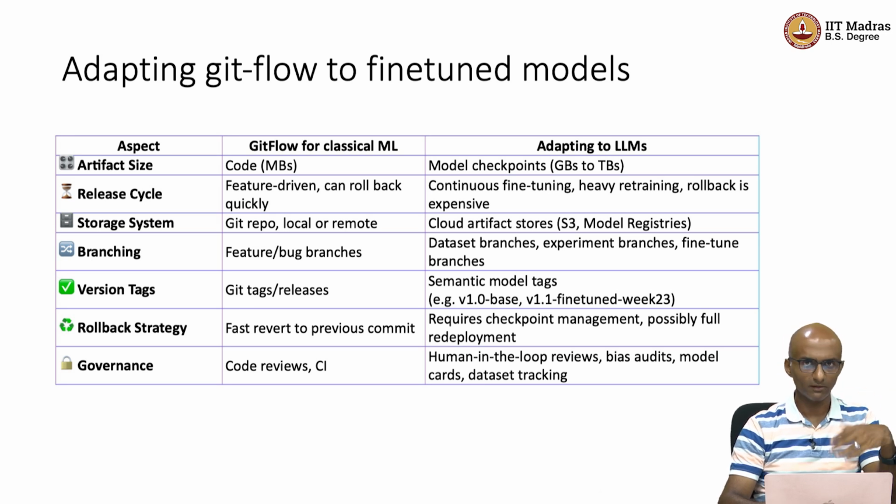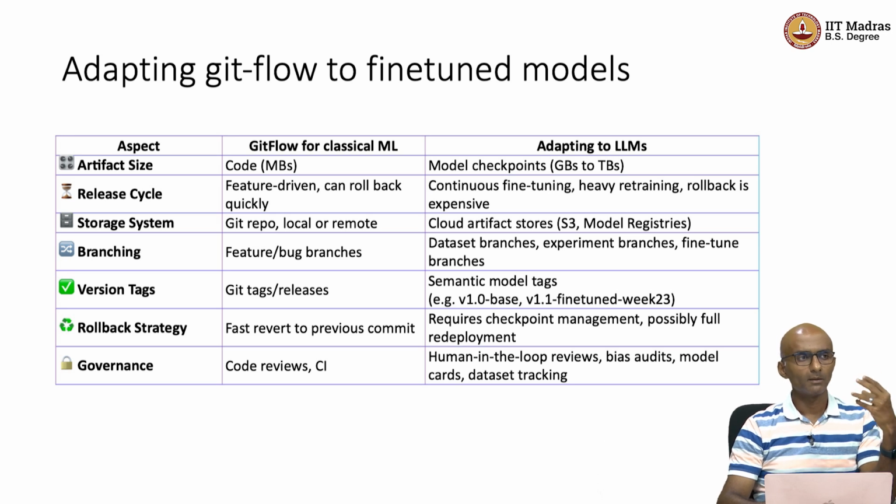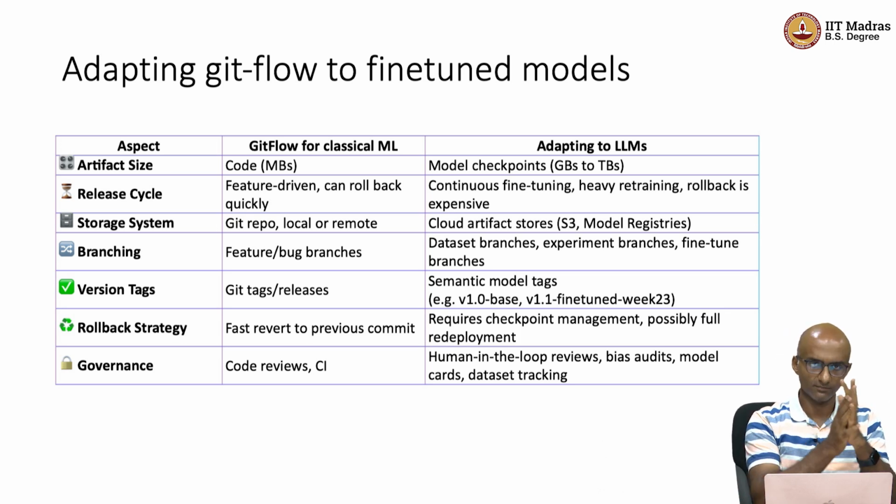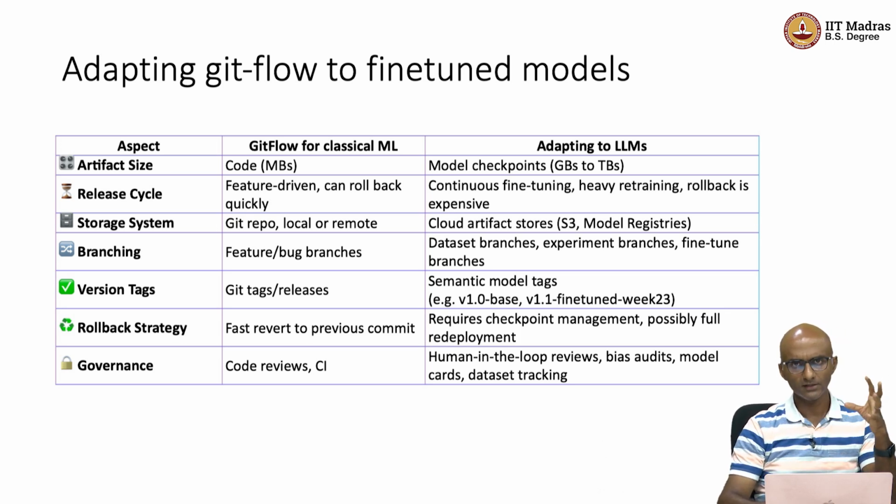Storage system. Where do you store the Git repo? It can be local, it can be remote, but the code itself is in the repo. Here, you'll have to use a combination of different stores. You might have the code obviously in a Git repo, no doubt about that, but the models themselves might be in model registries instead of even DVC. And model registries have dedicated storage systems. So usually these are closely interlinked with cloud.